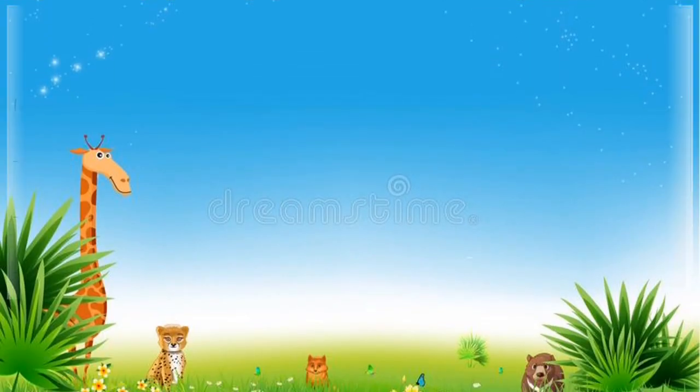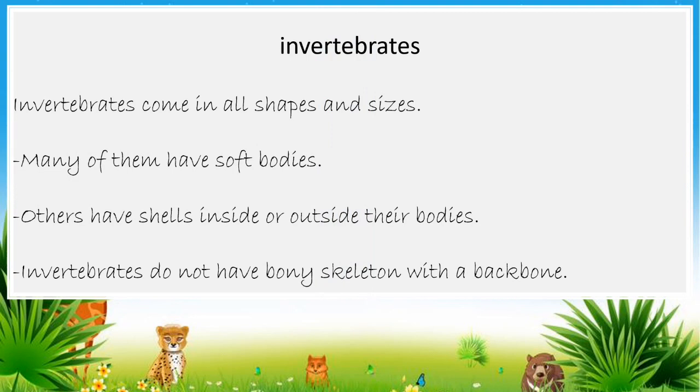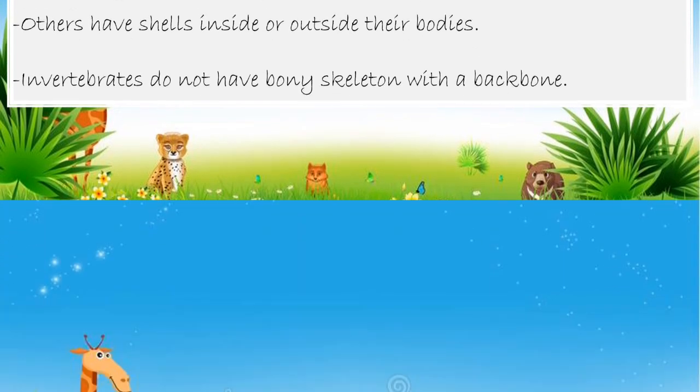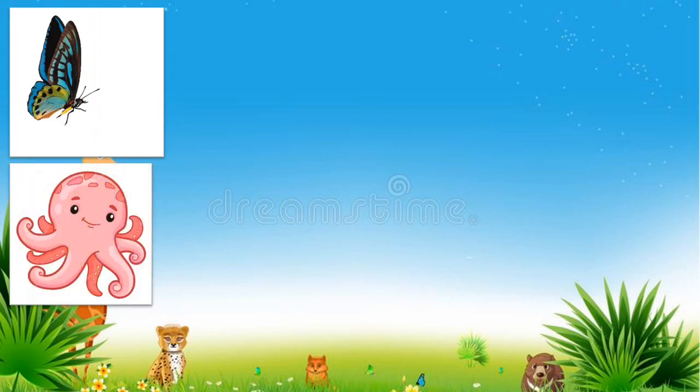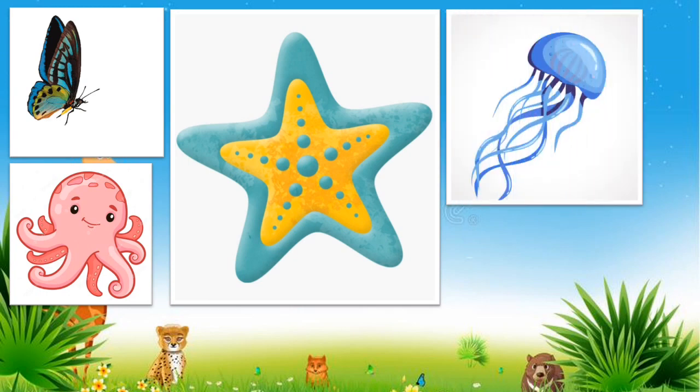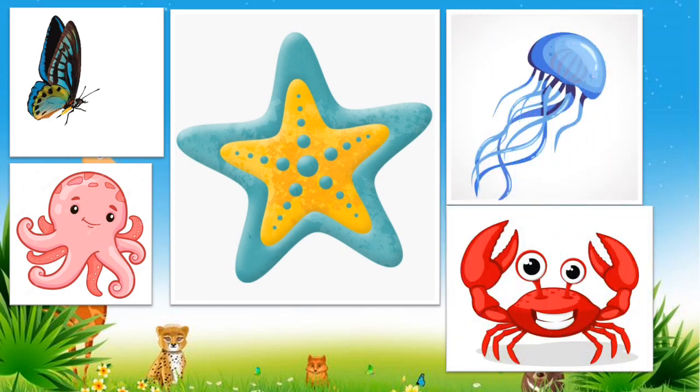Now I am going to explain to you all about invertebrates. Invertebrates come in all shapes and sizes. Many of them have soft bodies. Others have shells inside or outside their bodies. Invertebrates do not have a bony skeleton with a backbone. Butterfly, octopus, starfish, jellyfish, crab are examples of invertebrates.